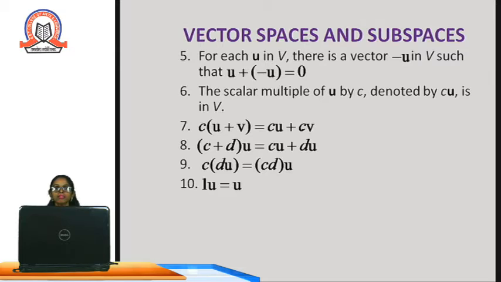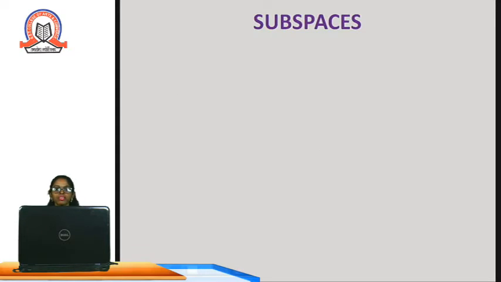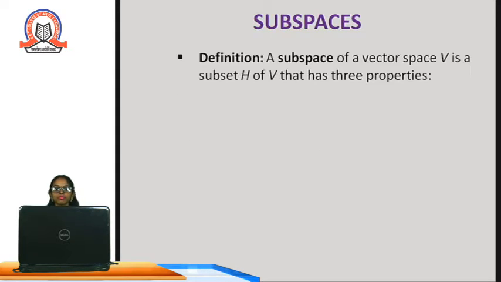When these 10 properties are satisfied, then we say that our space is called a vector space. Now what is a subspace?